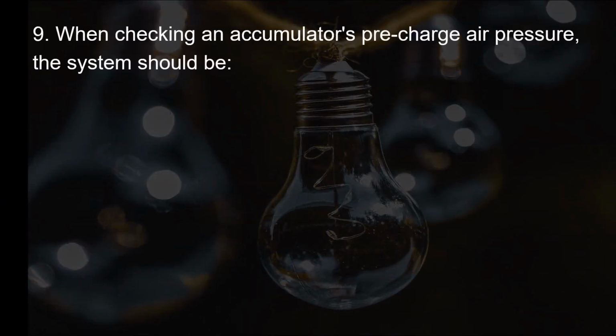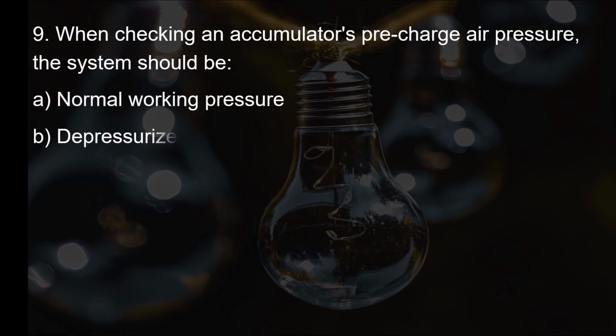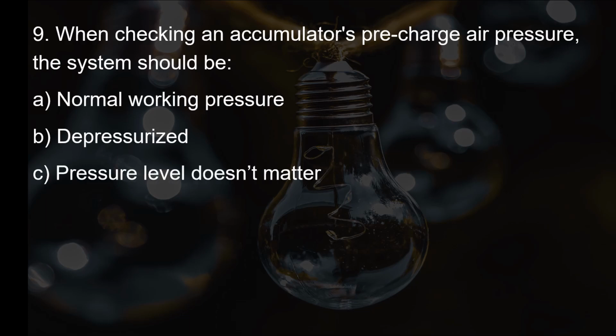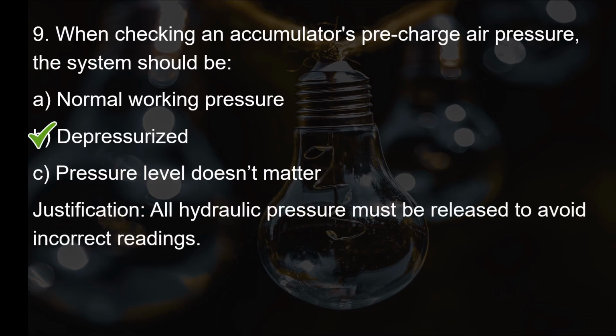Question 9. When checking an accumulator's precharge air pressure, the system should be A. Normal working pressure. B. Depressurized. C. Pressure level doesn't matter. Justification: all hydraulic pressure must be released to avoid incorrect readings.